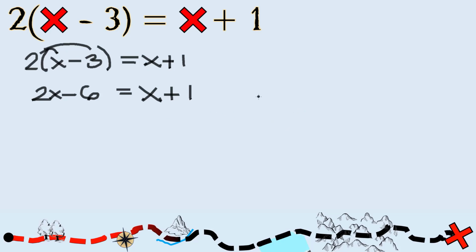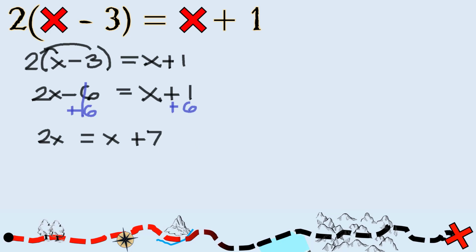Let's try to pick the left-hand side for our variable x. Hence, we will remove here 6 by adding 6 here. Add 6 on the other side as well. You will have here 2x, because that becomes 0, equal to the other side, x. 1 plus 6 is 7.